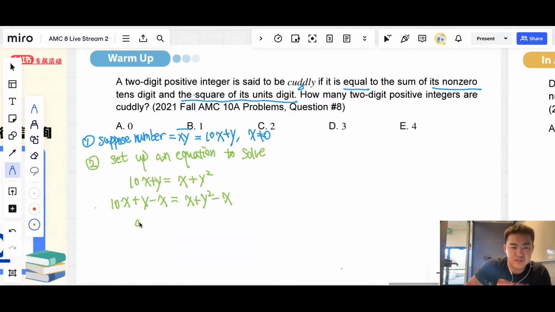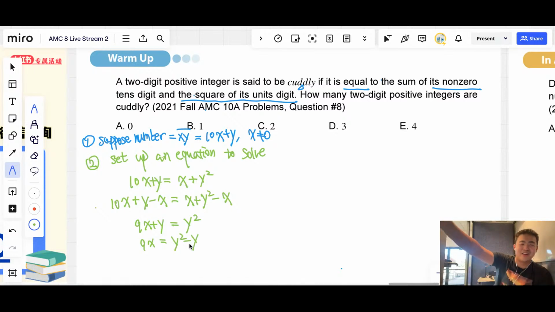So the equation still holds. 10x minus x, we have 9x plus y. On the right-hand side, x and minus x cancel out. We are left with 9x plus y equals y squared. As I said, we always want to keep x on one side of the equation and y on the other side. We can achieve this easily by subtracting y from both sides. So we have 9x, and y is gone on the left-hand side, and there's a minus y on the right-hand side.